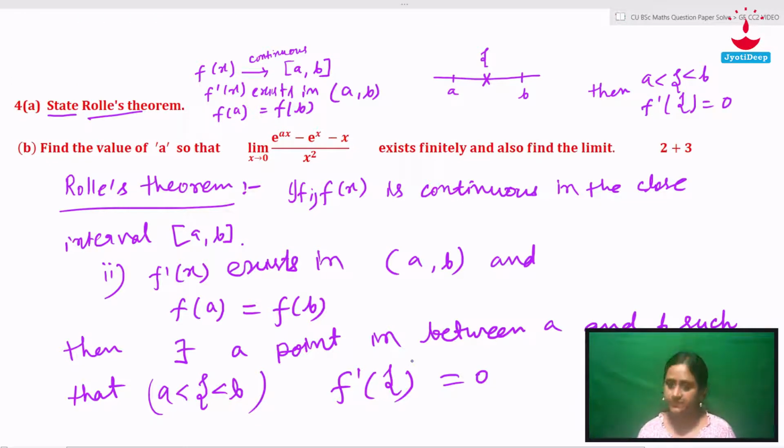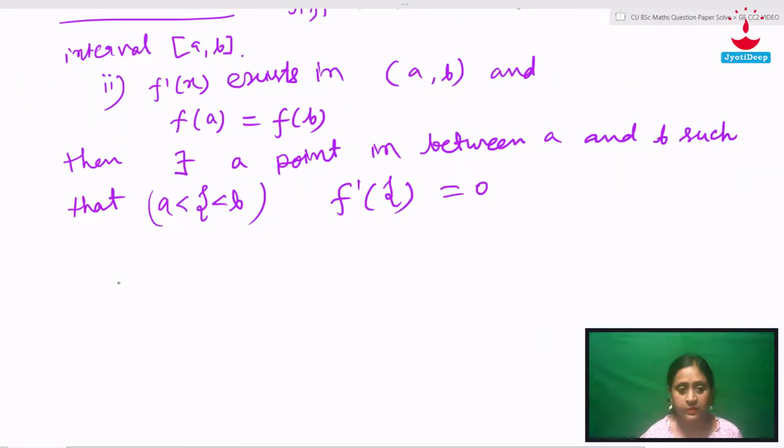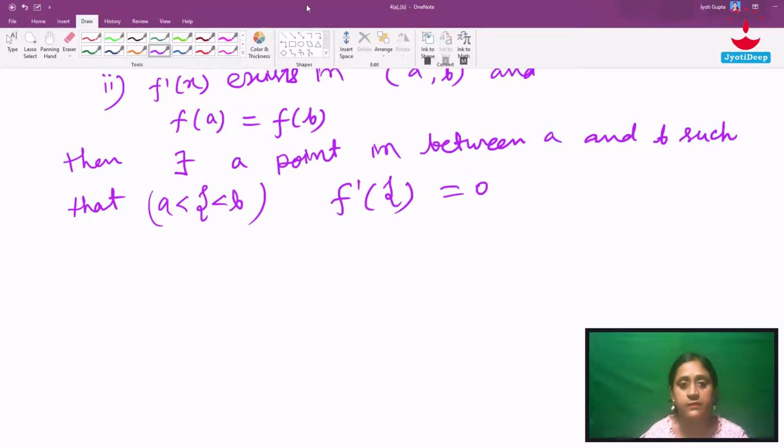Understood? Now for b, find the value of a so that the limit as x tends to 0 of (e to the power ax minus e to the power x minus x) by x square exists finitely, and also find the limit. Okay, so first of all we are going to write down the given limit over here.